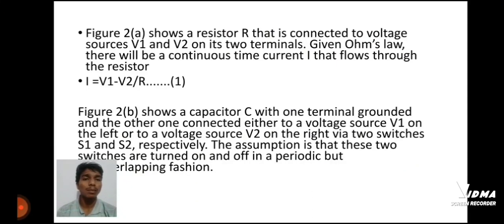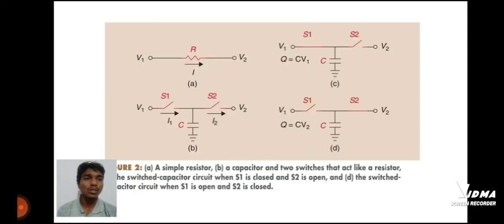Figure 2b shows a capacitor C with one terminal grounded and the other one connected either to voltage source V1 on the left or voltage source V2 on the right via two switches S1 and S2 respectively. The assumption is that these two switches are turned off and on periodically but in a non-overlapping fashion. So in figure 2b, here in B, we have two switches and a capacitor grounded between V1 and V2.